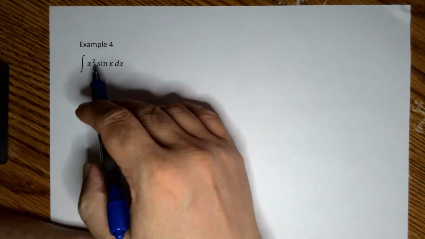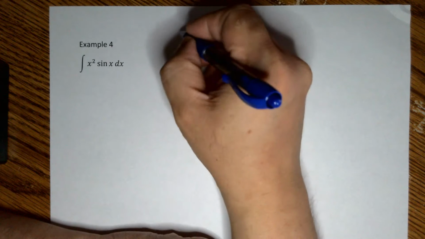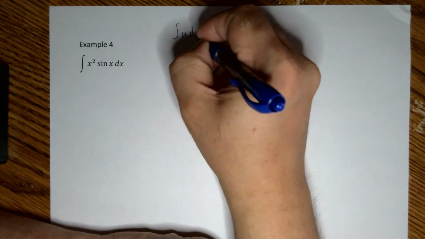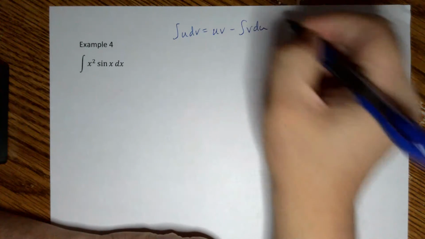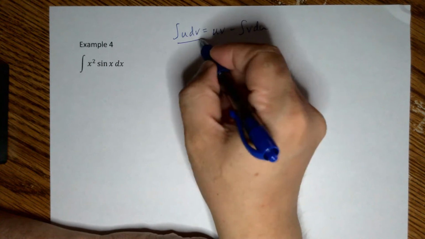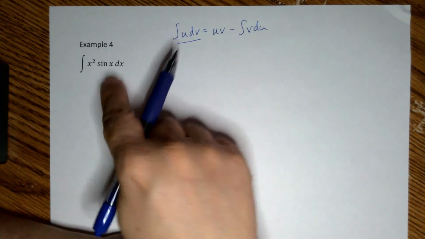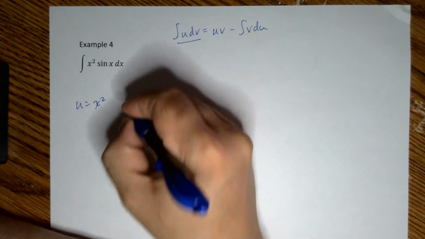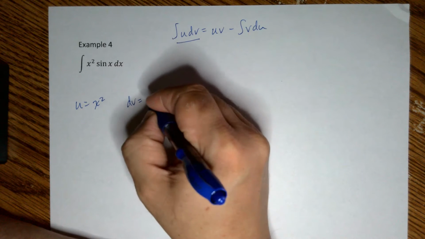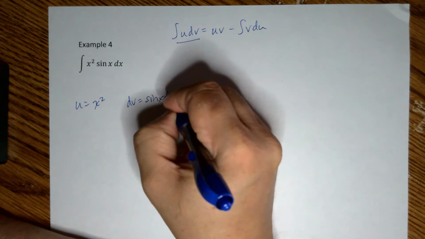Alright, so here, x squared sine x. This is a reminder, it's u dv equals uv minus the integral of v du. Right, that's the form we have. I'm given the left side, I'm given u dv. So I'm going to let u equal the algebraic part, x squared, dv equal the trig part, sine x dx.